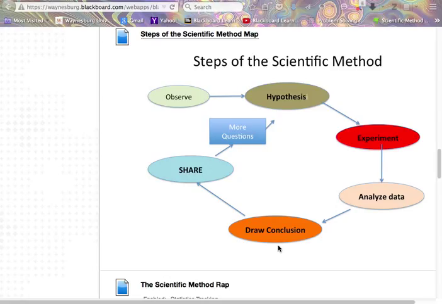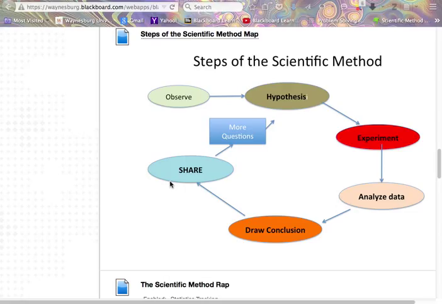Did the experiment prove your hypothesis? Did it prove what you were testing? Or did it disprove? Did it prove that your hypothesis was not true? Both of these are valid results and give us important scientific information.